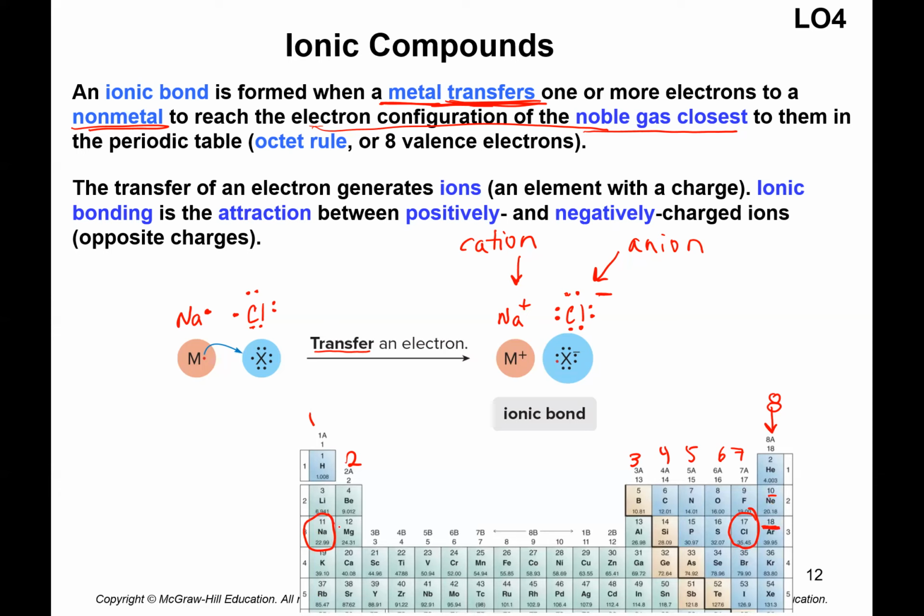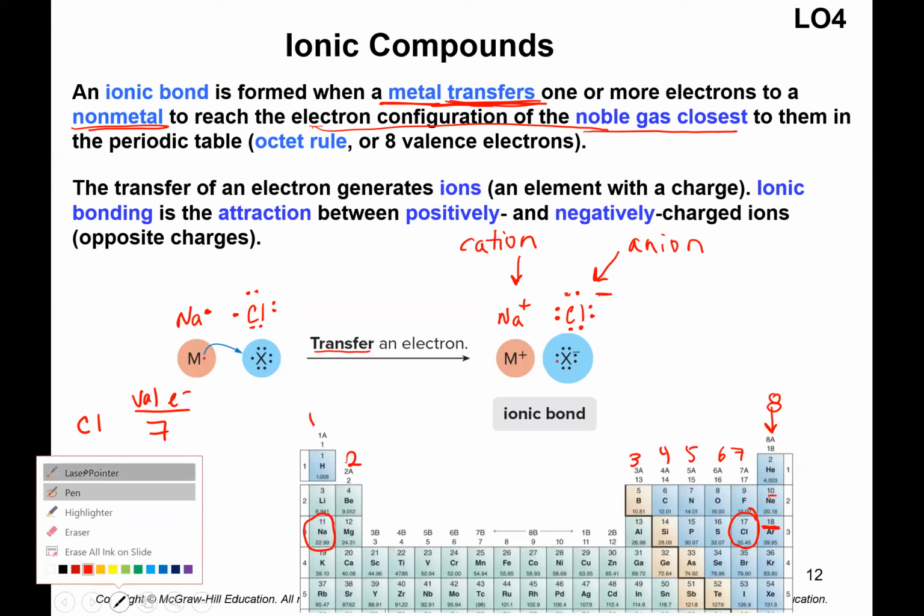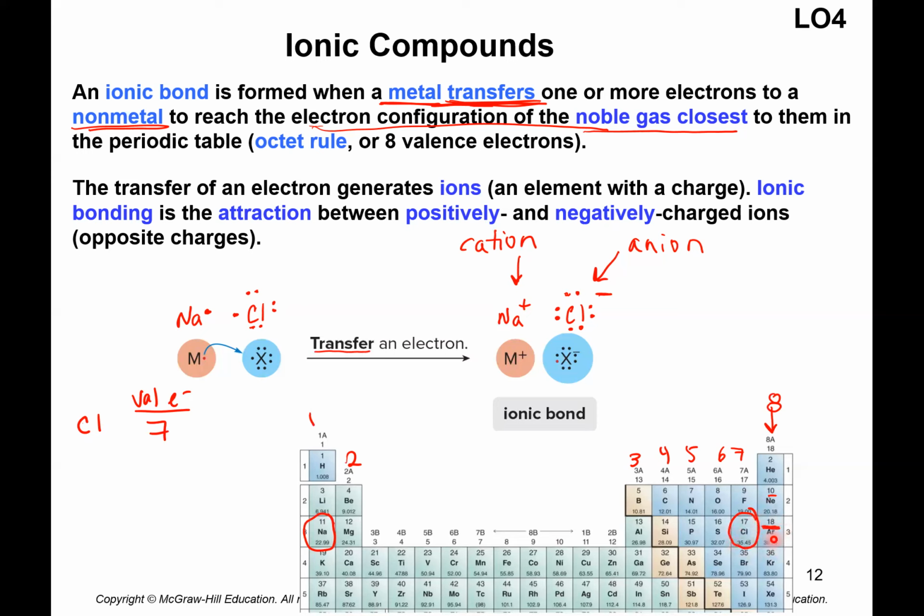So let's look at chlorine. How do I know that chlorine is going to gain electrons rather than lose them? The first thing we see is that chlorine has a total of 7 valence electrons. Okay, so it's here. Now, chlorine has the noble gases argon and neon closest to it. If chlorine were to gain an electron, it now has 18 electrons, which means it has the configuration of argon, which means that it has 8 valence electrons. So if chlorine gains 1, it has 8 valence electrons.